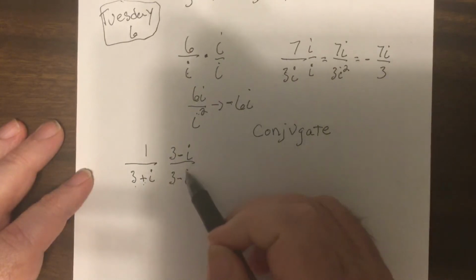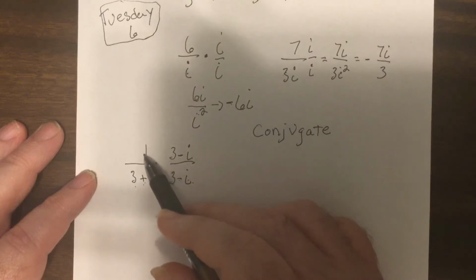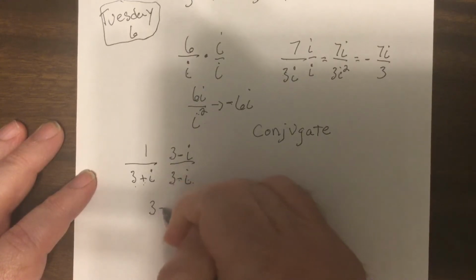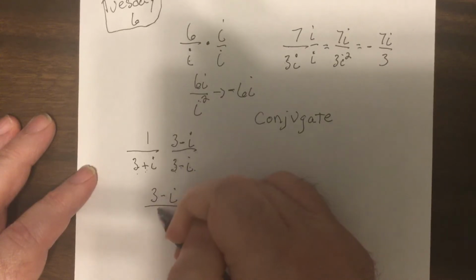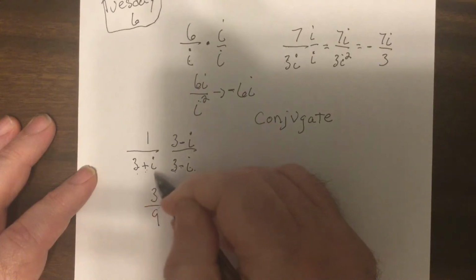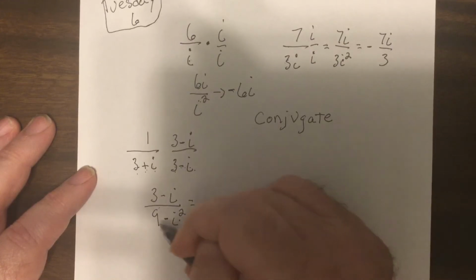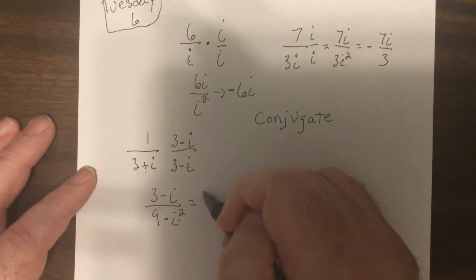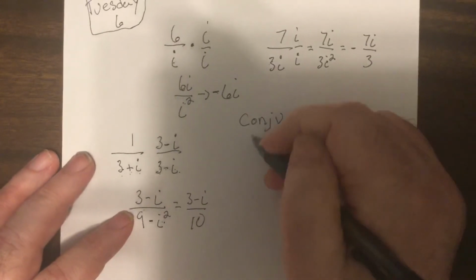So the conjugate is just switch the sign in between the two terms. So I'd have 1 times 3 minus i is 3 minus i. But if you notice the bottom, 3 times 3 is 9. 3i minus 3i is 0. And i times minus i is minus i squared. But i squared is -1. 9 minus a -1 would be 10. So you just multiply the top and the bottom by the conjugate.